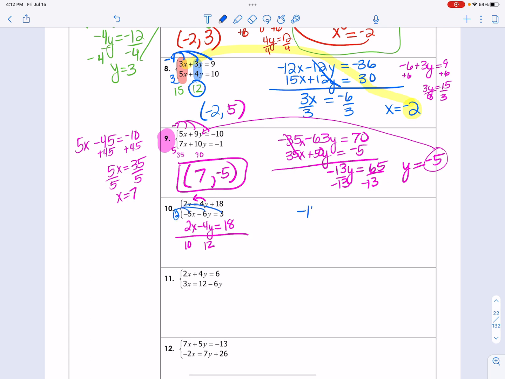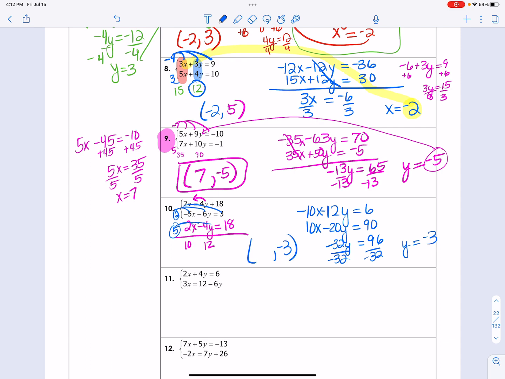Okay, so that would be a negative 10x minus 12y equals 6. And I'm going to times this equation all by 5. So I'd have 10x minus 20y equals 18 times 5 is 90. So I end up with negative 32y equals 96. So divide by a negative 32, divide by a negative 32, and y equals a negative 3. So I'm going to take that -3 and plug it back into either equation, anywhere.